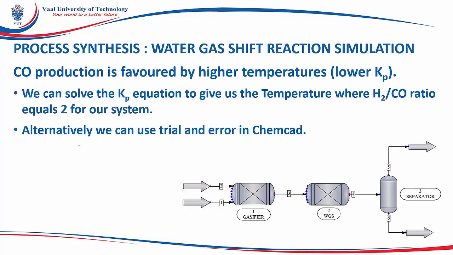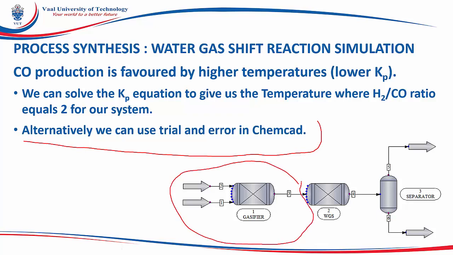So what we are going to do is use trial and error in ChemCAD. We are going to put up a simulation, and then play with temperature until we get the molar ratio of H2 to CO equal to 2. So that's what we will do here. Remember, we have a simulation up to here where we have the gas coming out of the gasifier. Now what we'll need to do is just put in the water gas shift and keep playing around with the temperature until it gives us the H2 to CO ratio of 2, as we are targeting.